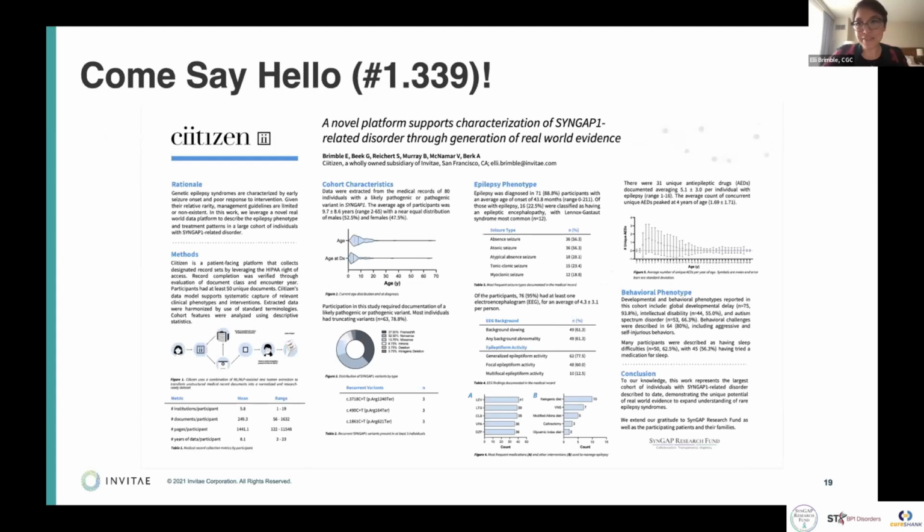And this is just a plug. If you're here at AES, we do have a poster with some more SYNGAP data. So feel free to come by to say hello. I'll be standing by the poster tomorrow.